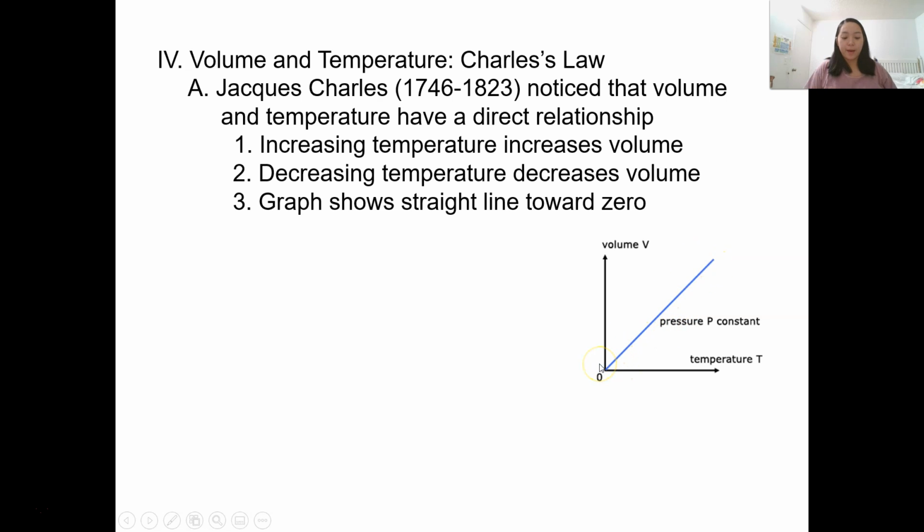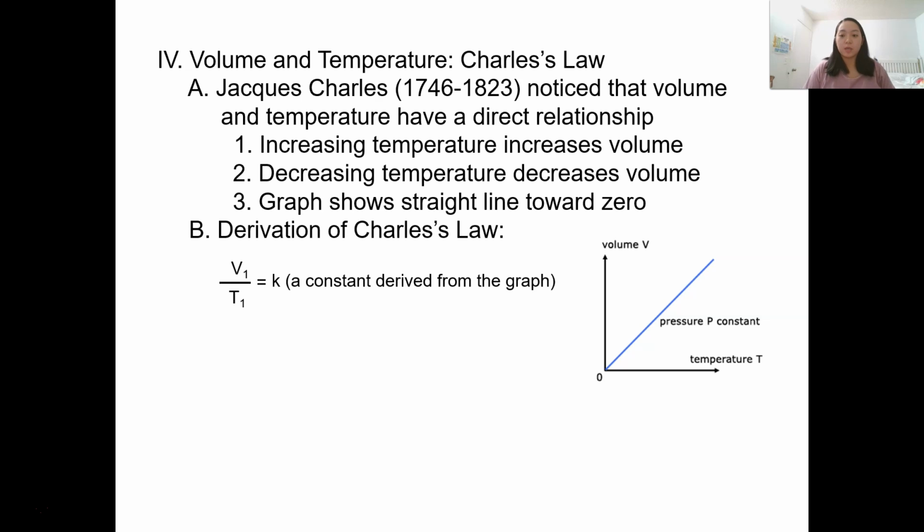Now, using the graph, he derived an equation, and how he went about that is this. He took the volume and its corresponding temperature. He took volume divided by that corresponding temperature, and what he found is that it was a constant that he named K. So this is a constant that he derived from this graph right here.